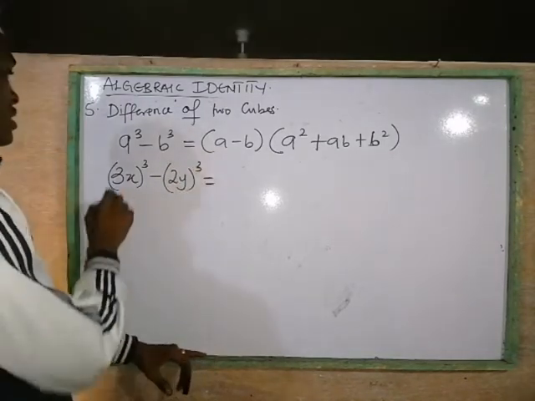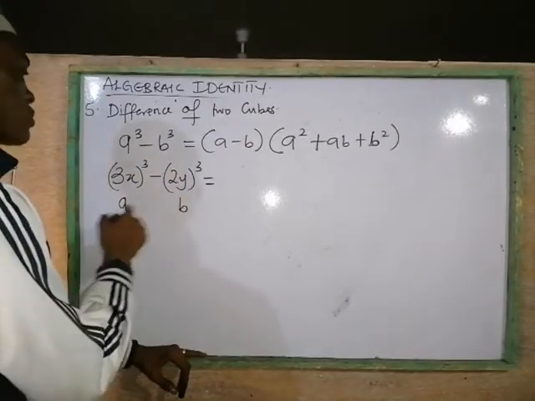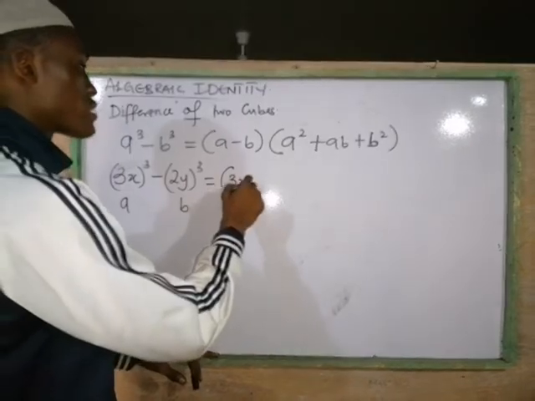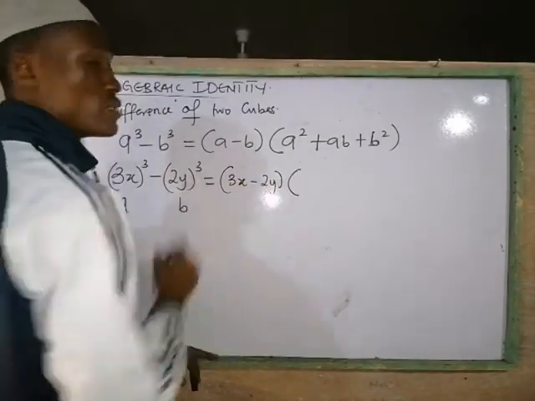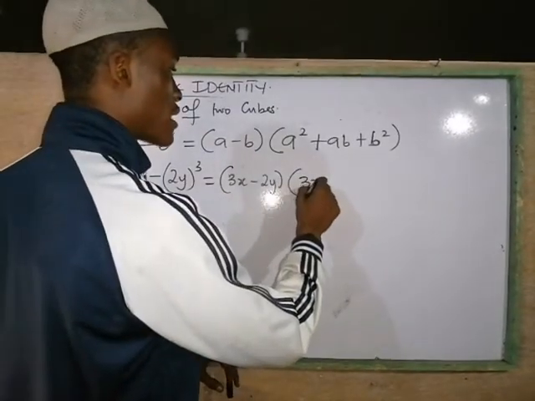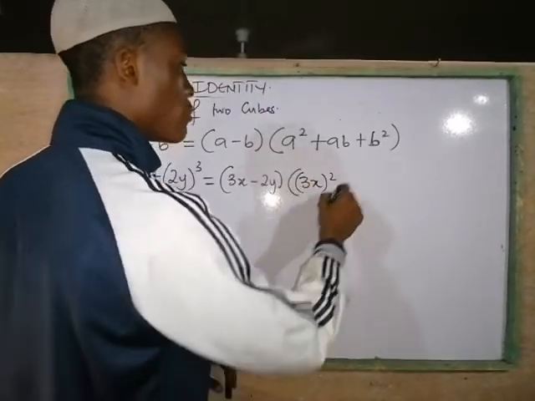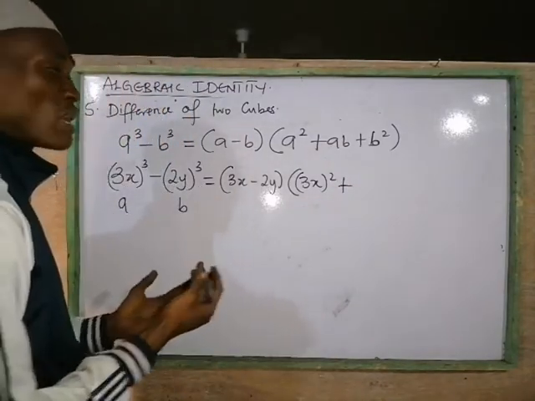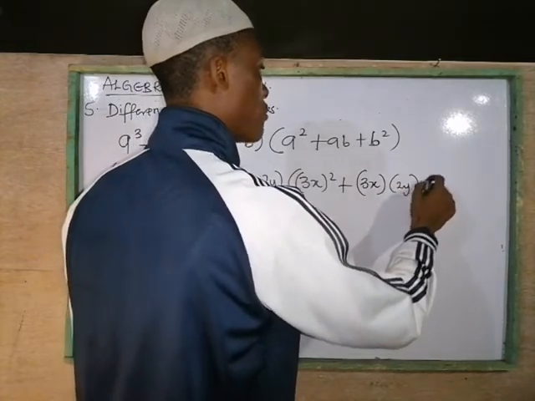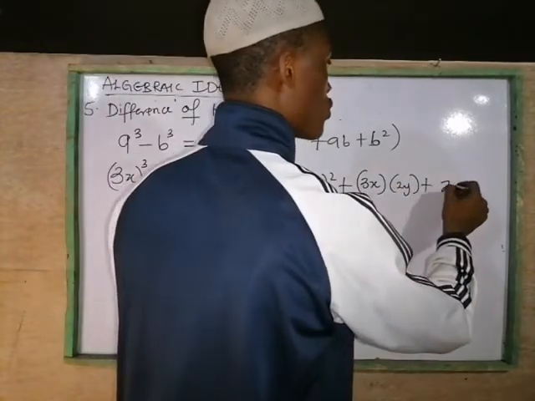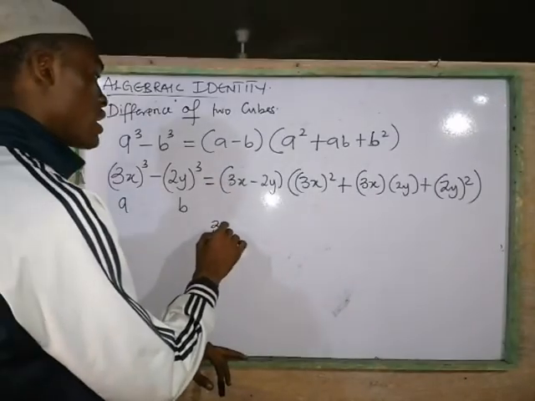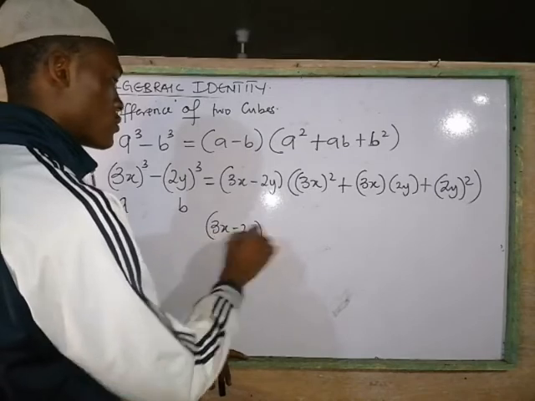Then my expression is, this is my A and this is my B. So I'm going to write A minus B first, subtracting them. Do not forget minus. So 3x minus 2y. Then I'll open another bracket. I'll write A squared, 3x, don't forget, all squared, plus, then I multiply my A and my B, 3x, 2y, squared, plus I square my B, 2y squared. So from here, I have 3x minus 2y, all in a bracket.